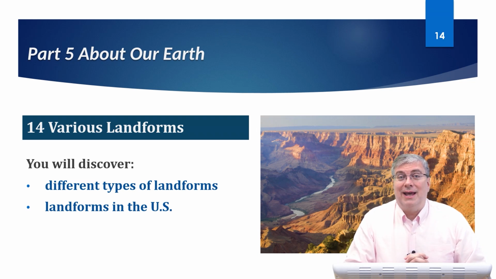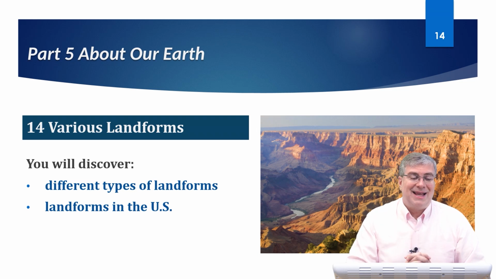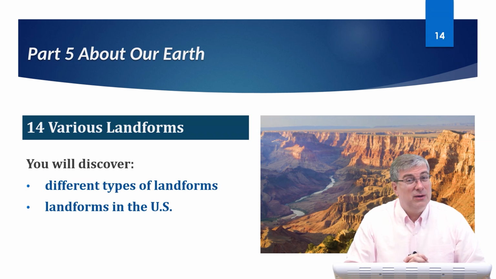I'm Brian Stuart, and in this lesson we're going over Social Studies Book 4, Lesson 14, getting near the end of the book. And Lesson 14, the subject is various landforms. So we will discover what are some different types of landforms and what are some landforms in the U.S. The U.S., of course, is the United States. Oh, and by the way, the picture that you can see for this is of the Grand Canyon.